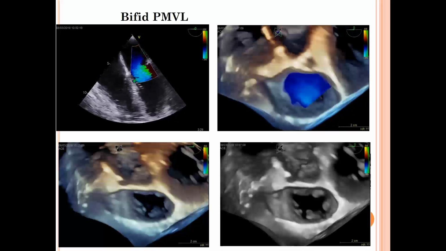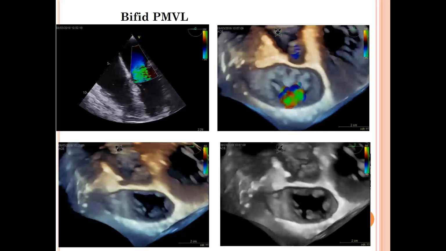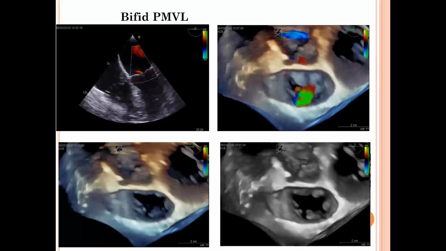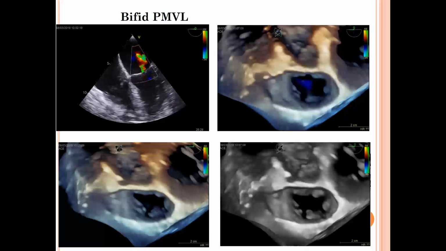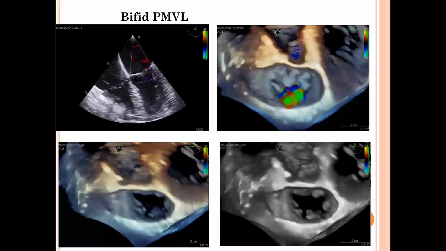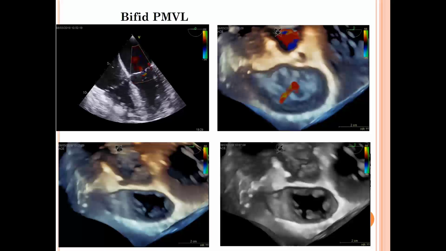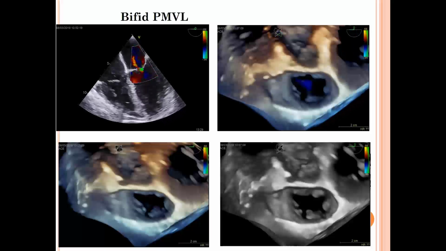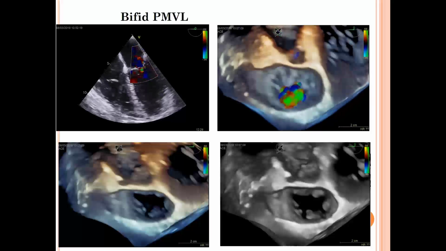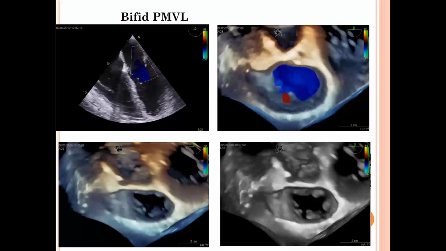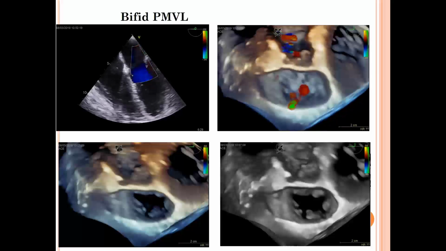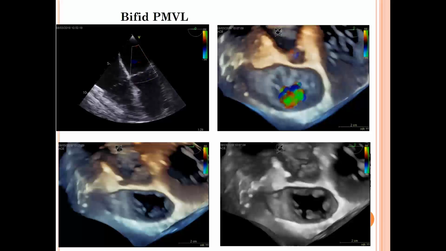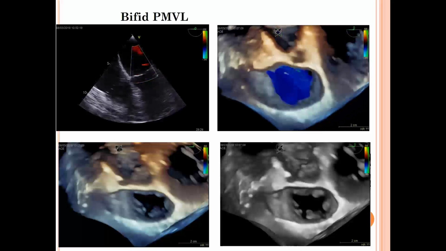The same thing here, as you can see in the first panel. On displaying the color, we were having mitral regurgitation. Still, we don't know from where it is coming. But when we did the three-dimensional echo, we found that there is, in the posterior mitral leaflet, a cleft in it. And the regurgitation is coming from there. And here we can see it in the posterior leaflet from both the lower panels.